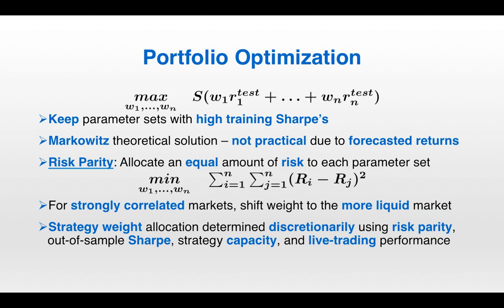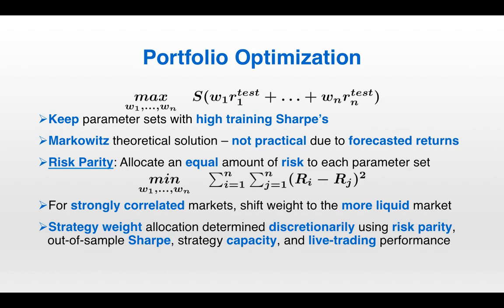Mathematically, we do that by choosing W1 to Wn to minimize the sum of squared differences of the risk contributions of different parameter sets. We want each parameter set to have the same risk contribution, meaning they all contribute equally to the overall portfolio volatility.